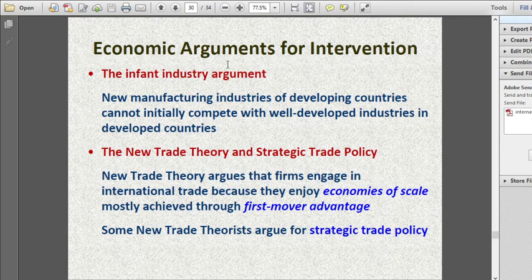Next, we have economic arguments for intervention. We have the infant industry argument. So, these are the newly established industries in developing countries. They initially can't compete with other countries. And then we have the new trade theory and strategic policy. These are for firms that are engaged internationally because they are enjoying economies of scale and mostly achieve their first mover advantage.